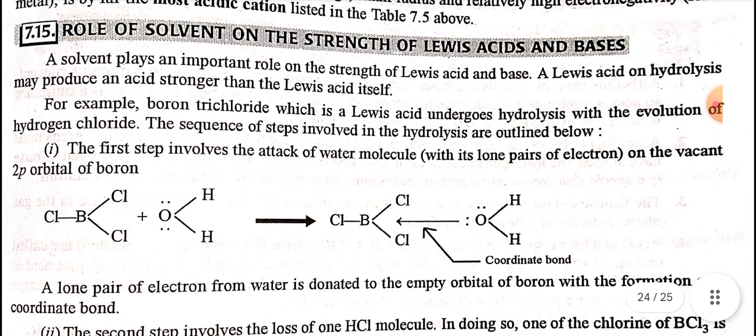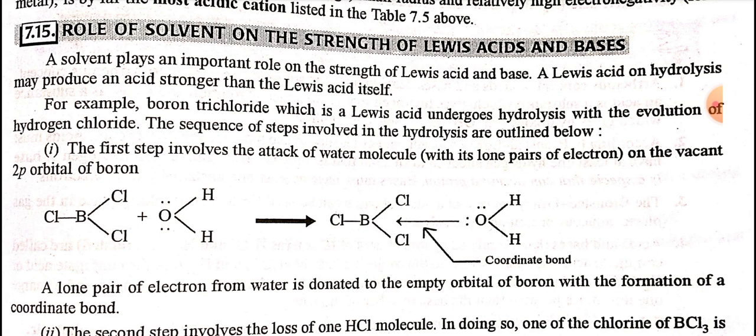Role of solvent on the strength of Lewis acids and bases. A solvent plays an important role on the strength of Lewis acids and bases. A Lewis acid on hydrolysis may produce an acid stronger than the Lewis acid itself. For example, boron trichloride, which is a Lewis acid, undergoes hydrolysis with the evolution of hydrogen chloride. The sequence of steps involved in the hydrolysis is outlined below.